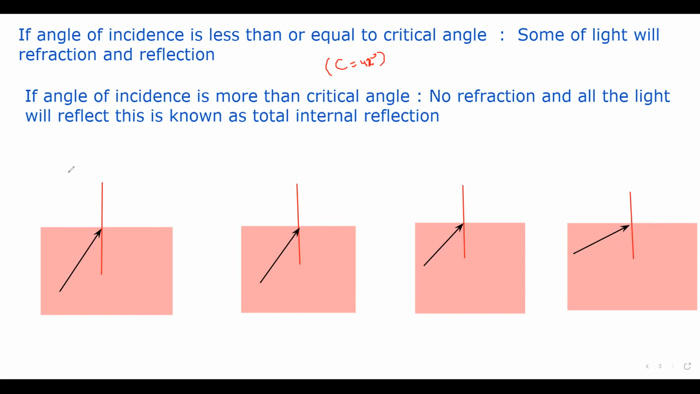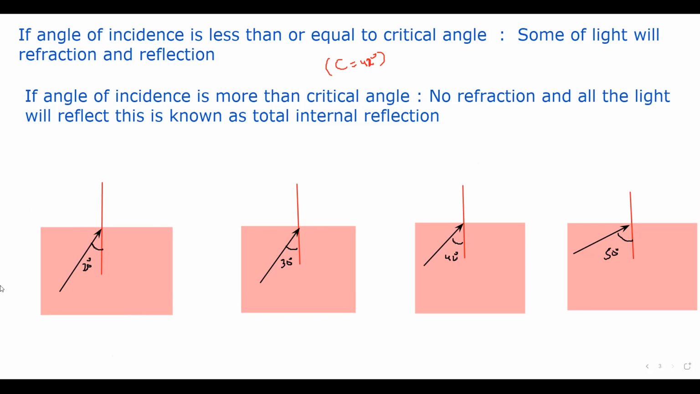Example: the first one, the angle is 20; the second one, the angle is 30; the third one, the angle is 42; the fourth one, the angle is say 50. Now when we check, as we know, the critical angle of the material is 42. Critical angle 42 means that when the angle of incidence is 42, the angle of refraction will be 90.